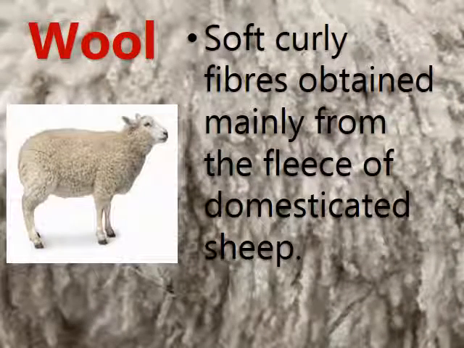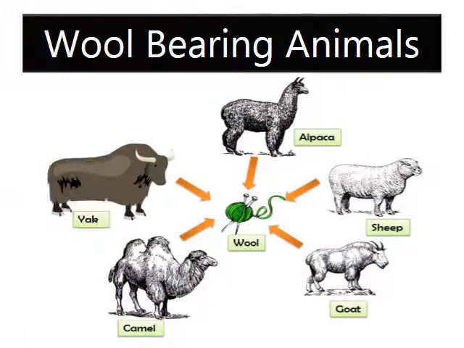So in this chapter we will study about wool and silk. Now let us start with wool. The soft curly fibers obtained mainly from the fleece of domesticated sheep are known as wool. A few examples of wool-bearing animals are yak, camel, goat, sheep and alpaca.